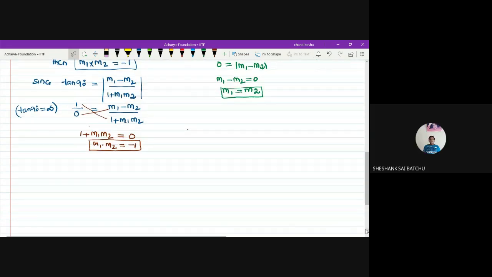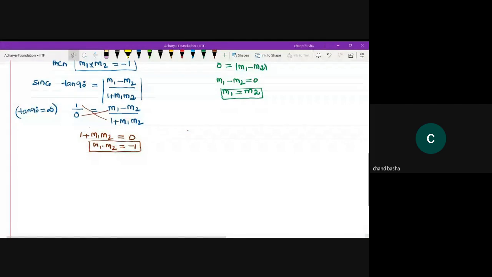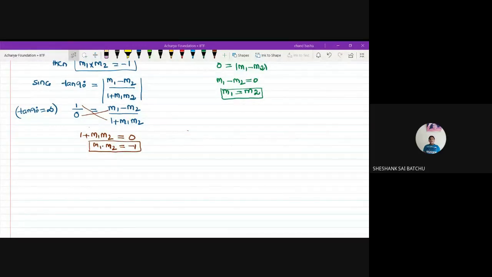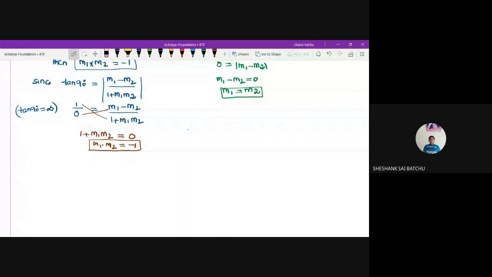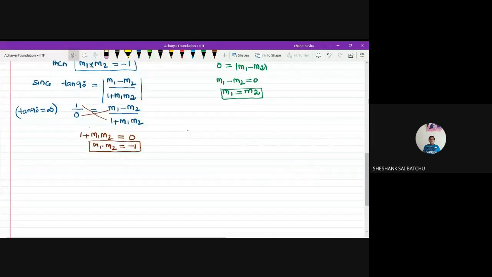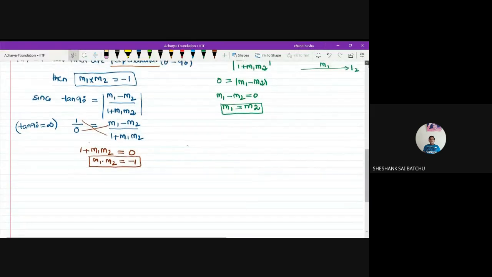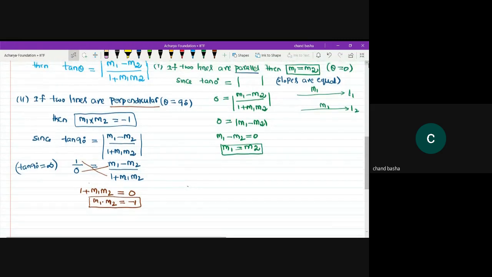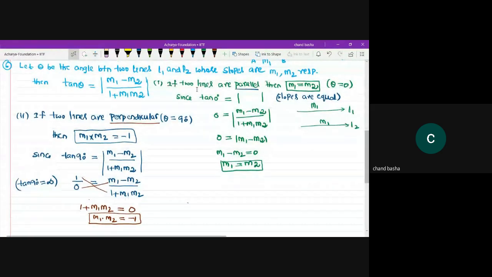Sir, I have a doubt. Yes, please. Sir, tan theta, if theta is equal to 0, is m1 minus m2 by 1 plus m1 m2, and if theta is equal to 90 it is also the same, sir. The formula is the same, but the tan value will be different. See here, tan 0 is 0, tan 90 is undefined. It depends upon the value of tan theta, that inclination, that angle. Based upon the angle, the right side value changes.